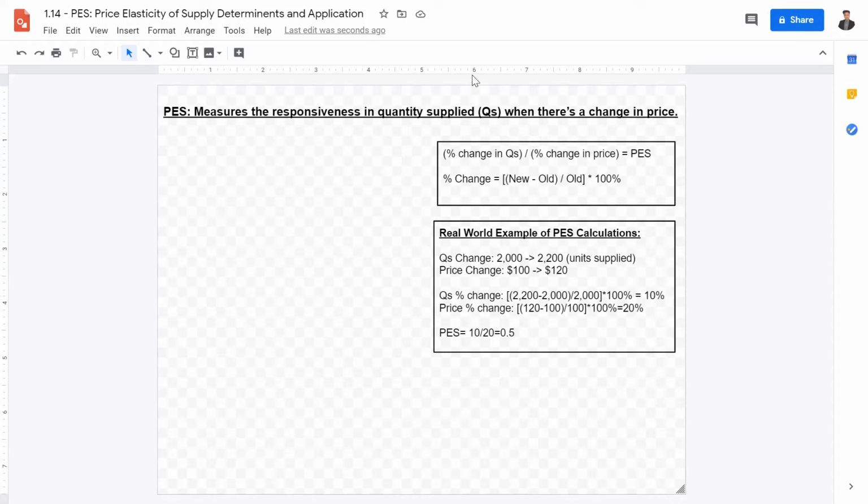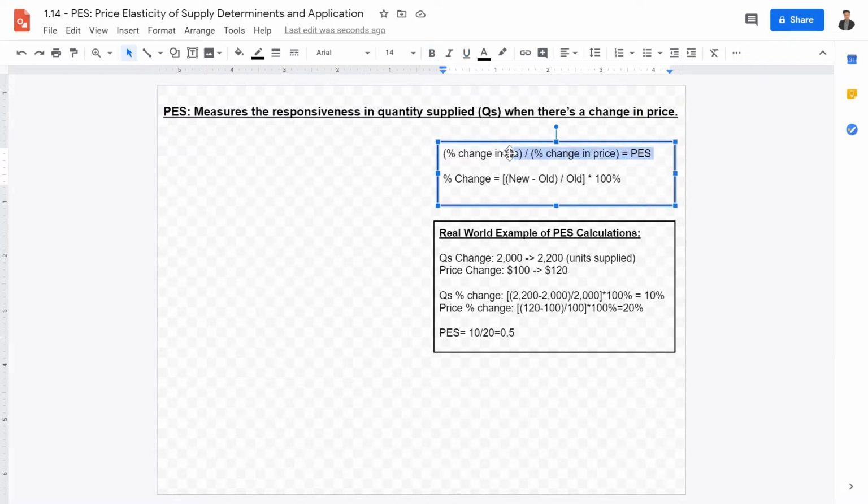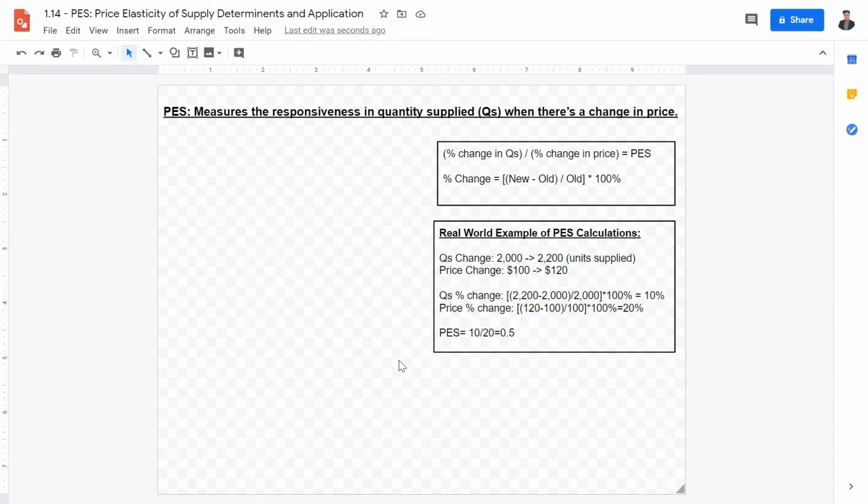Now, in our last lecture, we defined PES as measuring the responsiveness of quantity supplied when there is a change in price. The PES equation is this: percentage change in quantity supplied divided by percentage change in price, and the percentage change formula is right here. We also gave the real-life example of sneaker sales and changes in sneaker prices, and worked through the PES calculations.